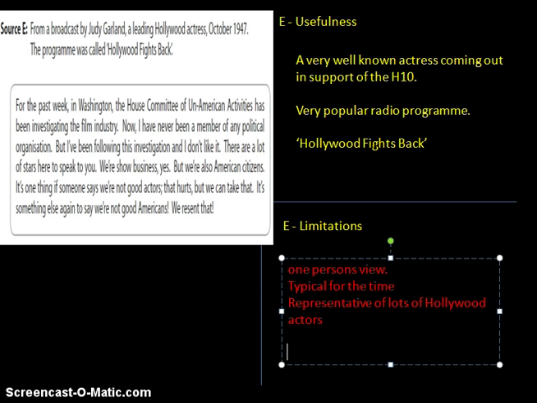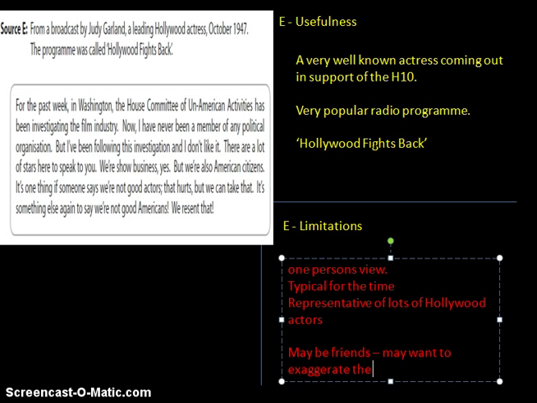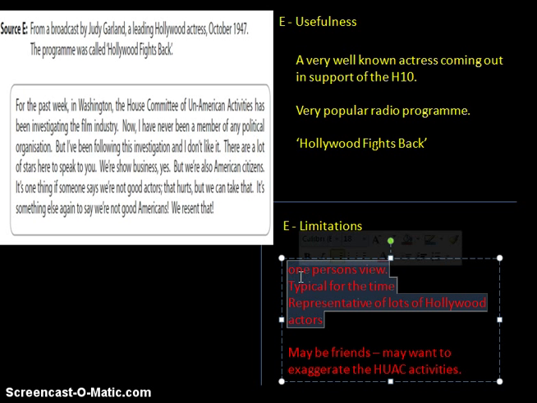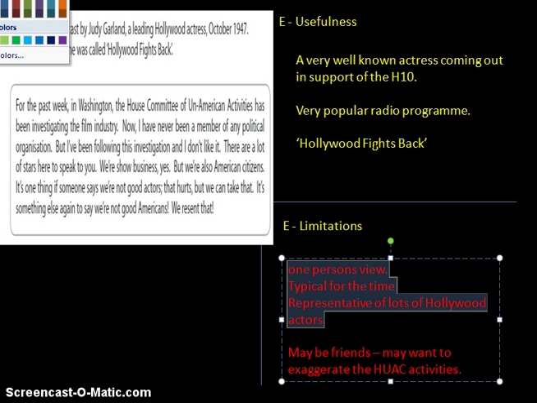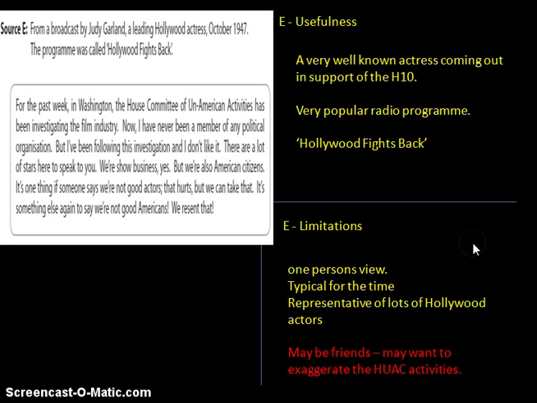You may say that it is limited because Judy Garland may be friends with some of the Hollywood 10, and so she may want to exaggerate the HUAC's activities in order to get sympathy for her friends. But overall, that would probably be the only limitation, although we did start to think that that was a limitation, because her view is represented in D, and we think that it is actually fairly typical. That actually becomes a strength and not a limit.